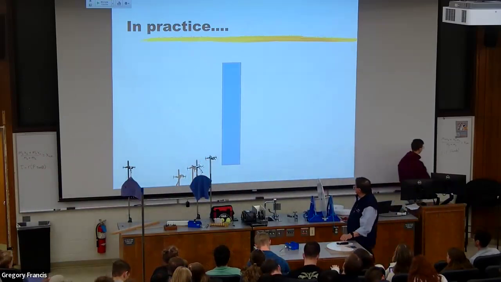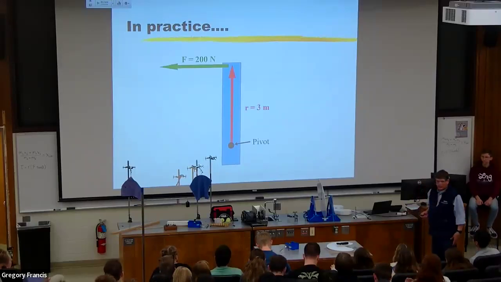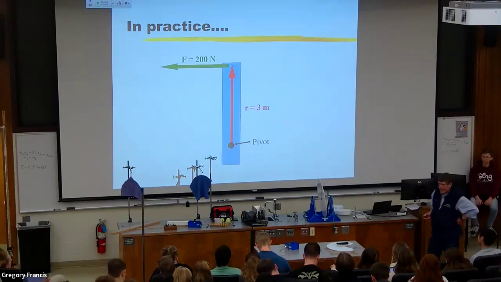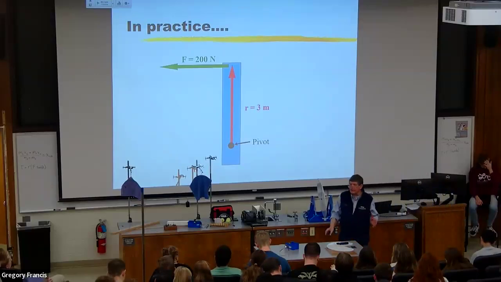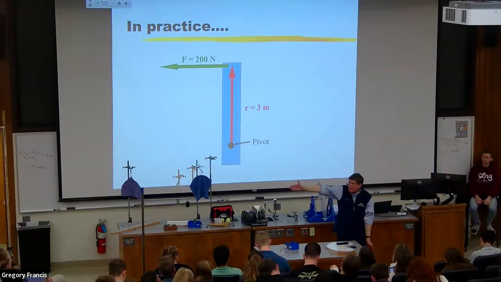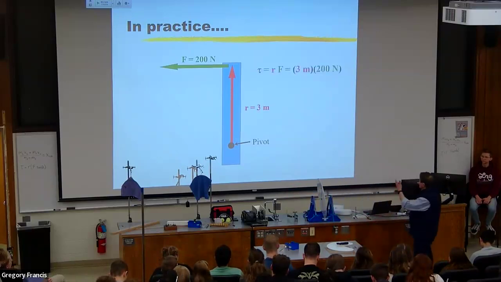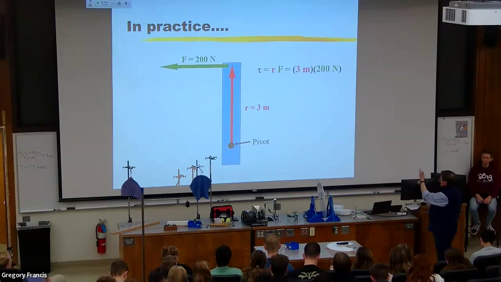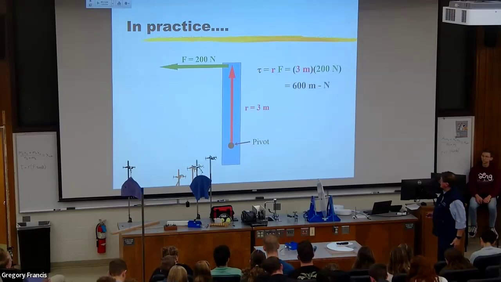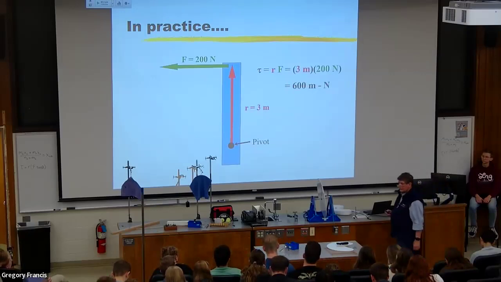in the homework, on the exam, you're going to be dealing with a force that is already perpendicular to that position vector, okay? And so in practice, 99% of the time, all you do is you take that force and multiply it by the distance to the pivot point. Because the angle between those two directions is 90 degrees and the sine of 90 degrees is 1. Okay, so in this case, I would just take the position vector of 3 meters times the force of 200 newtons, and I would say that the torque, the effectiveness causing rotation, is 600 meter newtons.